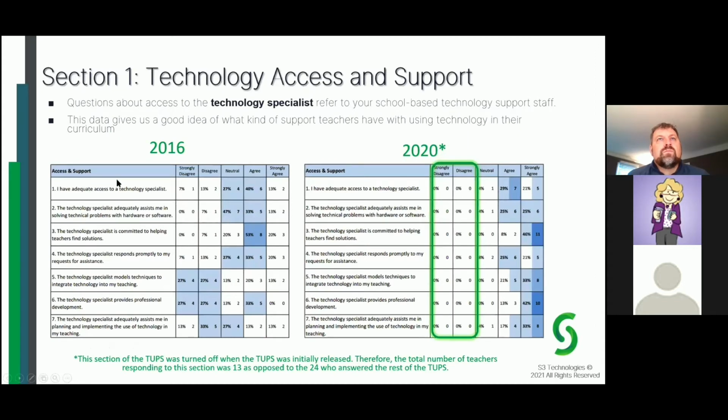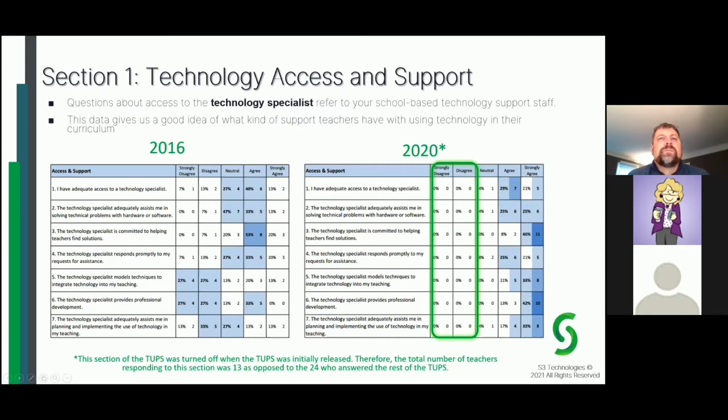Under technology access and support, this is where it's really nice for you as the technology specialist, or for us as the consultants who are in that role, to be able to see where the teachers feel they have gotten access to support and where they haven't. So you can see here in 2016, they didn't really feel like the technology specialist was modeling techniques on how to integrate the technology and providing professional development. And then you can see 4 years later, there's no one who disagrees or strongly disagrees with any of those points. They agree or strongly agree that they're getting all the right support.